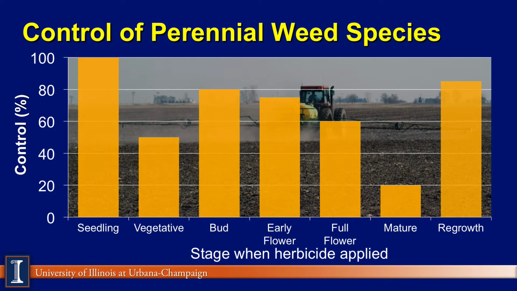We can get a little bit better control if we can target the application right before the perennial species begin the flowering process, at what's called the bud stage. And we also can get a little bit improved control if we wait until the fall of the year to apply a translocated herbicide that would move down to the root system of the perennial species.